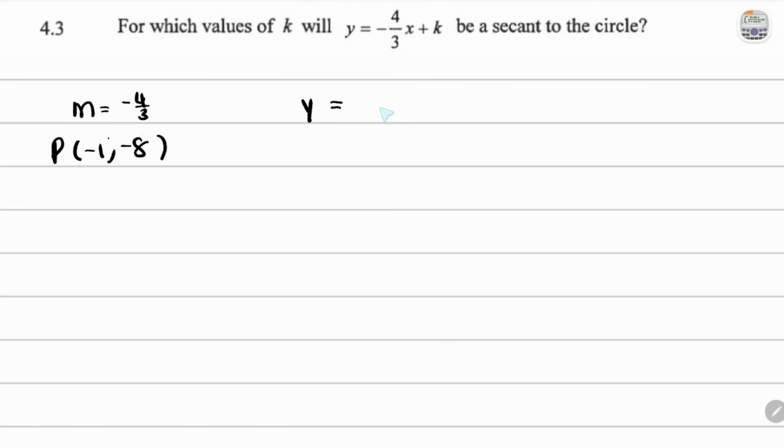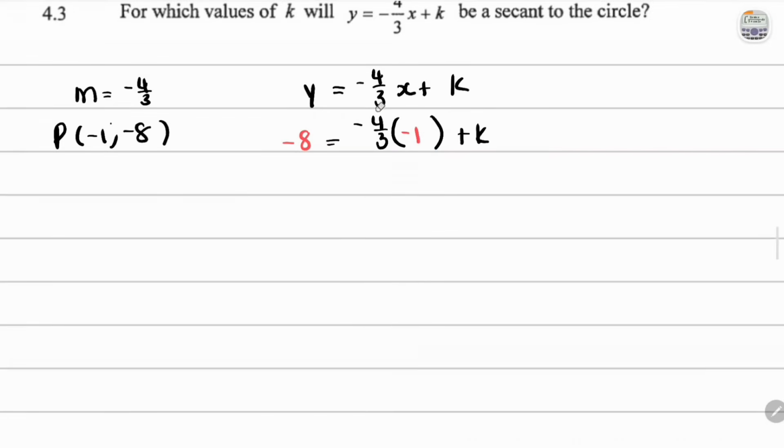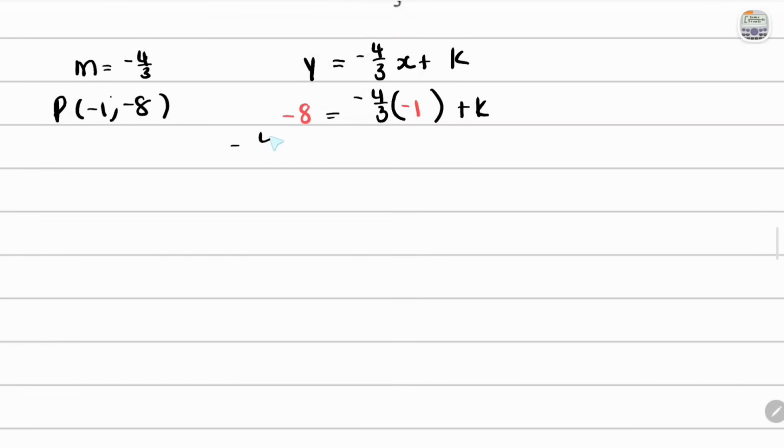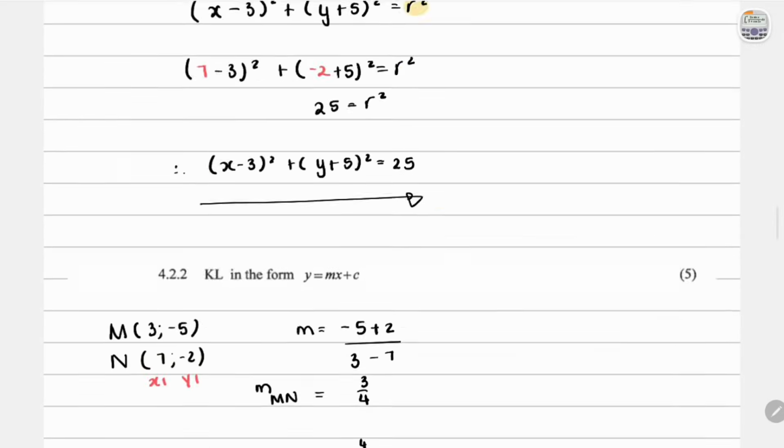The focus is on c, to find c. So y equals mx plus c, in this case would actually be helpful, plus k really. And we will substitute that gradient, which is negative 4 over 3. And then in place of x and y, we can substitute our point. So this is negative 8 is equal to negative 4 over 3, and in place of x, we say negative 1, plus k. And this is going to become positive, but when we transpose it, it will become negative again. So that's going to be negative 4 over 3 minus 8 is equal to k. And let's find out what that is, which gives us k is equal to negative 28 over 3.